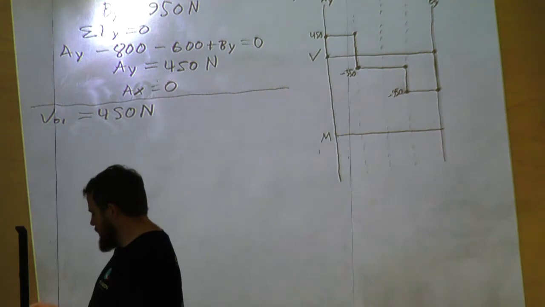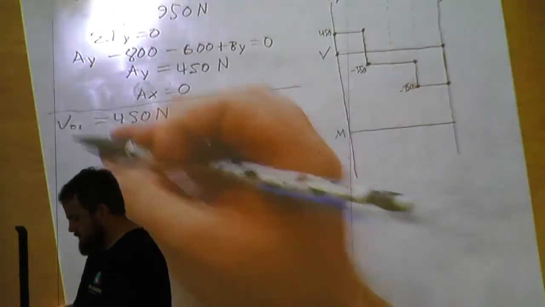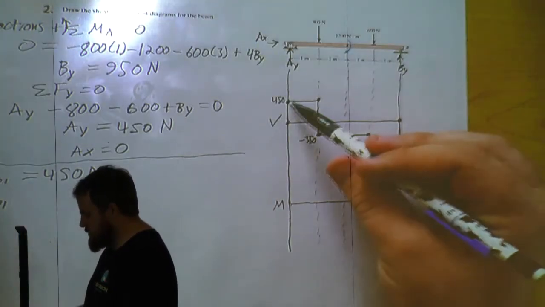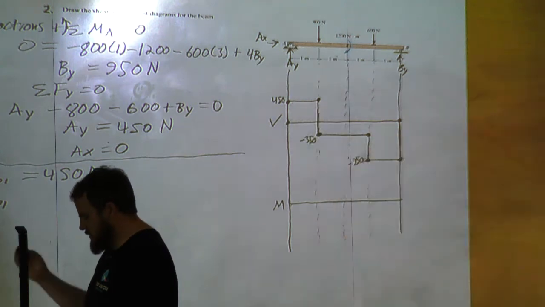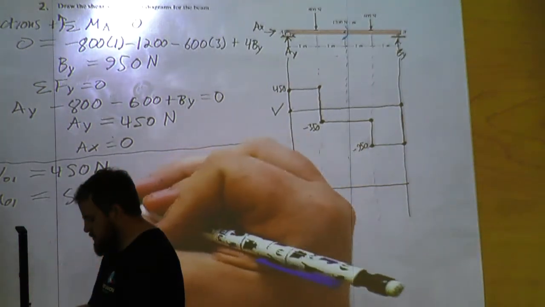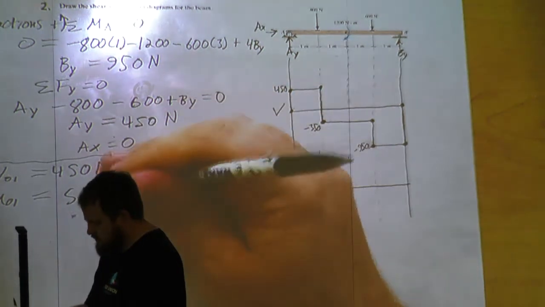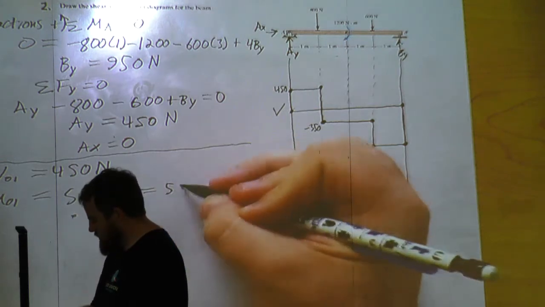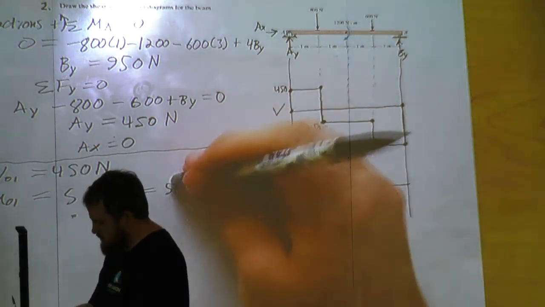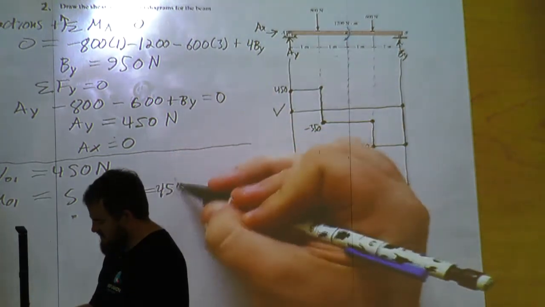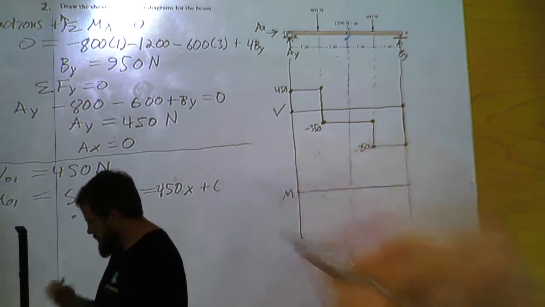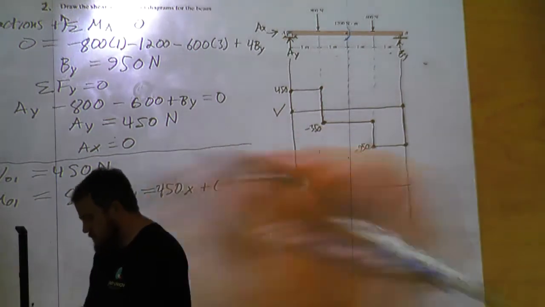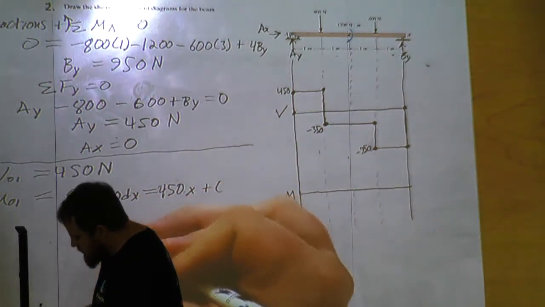So from here, we're going to do the moments. I prefer method of integrals, so we're just going to do method of integrals. So moment from 0 to 1 is going to be the integral of this line. So this line is 450, right? So we're going to do integral 450 dx. So that's going to be 450x plus c. Now our c is our initial moment. In this case, that is 0. So that means our equation is just 450x.